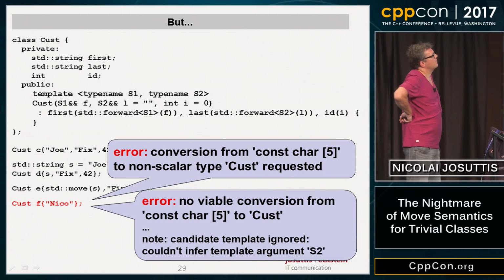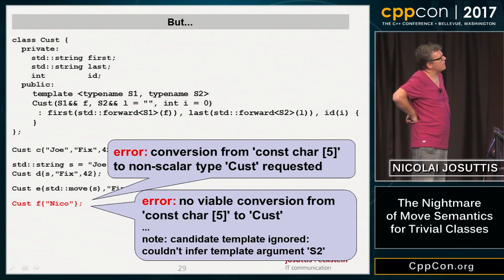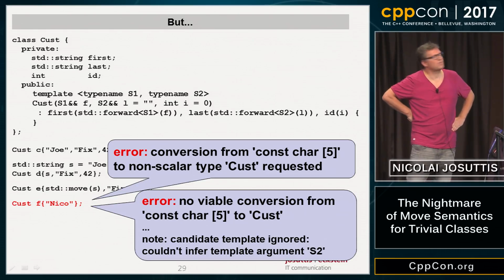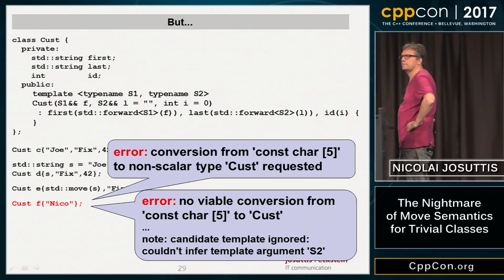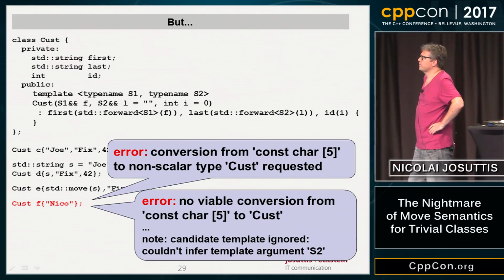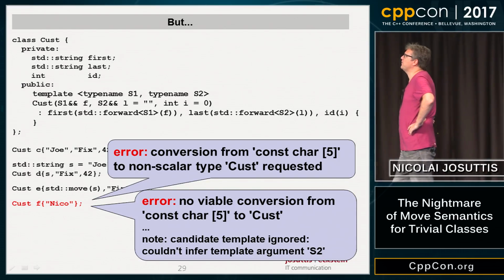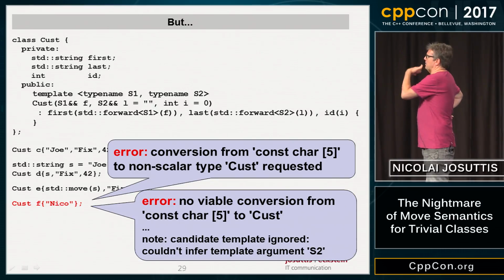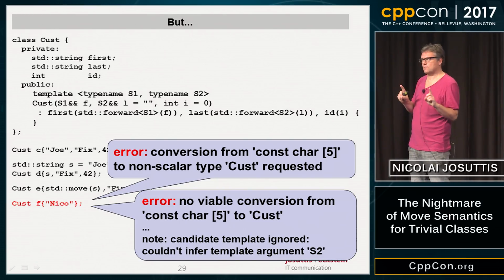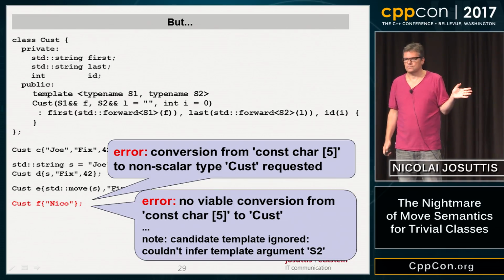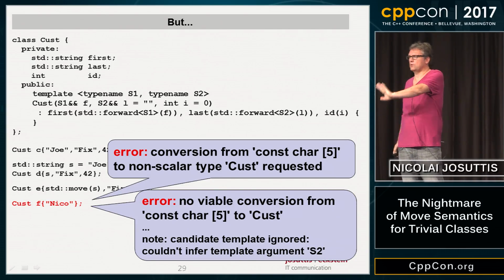Among the different candidates it lists, I think it's Clang here, one candidate template has the following problem: I couldn't infer the template argument as S2. Because template parameters for call arguments with default values are not deduced. You all know that rule, don't you?